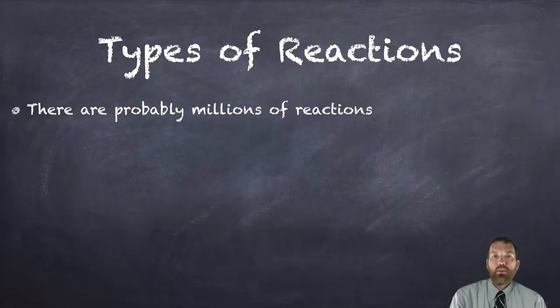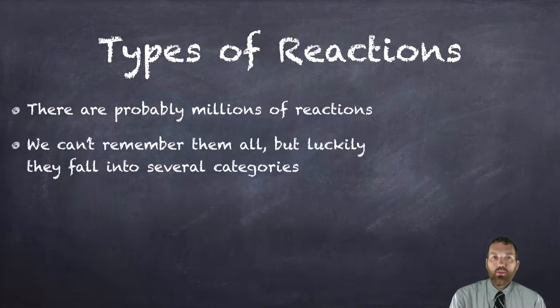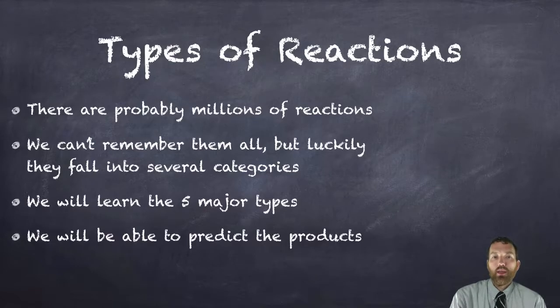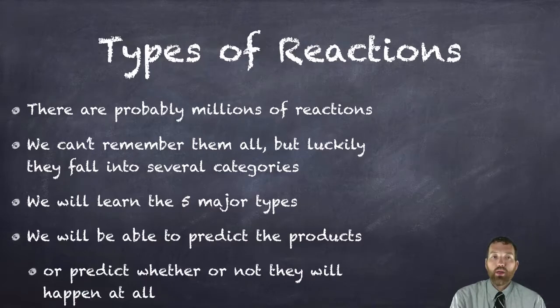So there's probably millions of reactions in the world. We can't remember them all, but luckily they fall into several categories. So we're going to learn the 5 major types of reactions, and by doing so, we'll be able to predict the products of any chemical reaction, even ones you've never even heard of before. And some of them we're going to be able to predict whether or not they'll happen at all.